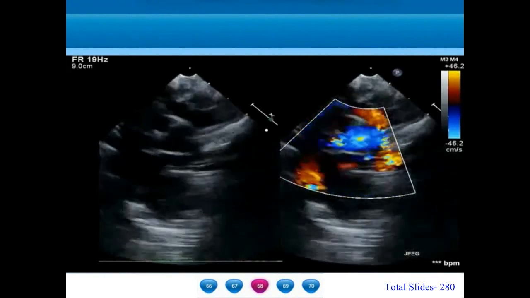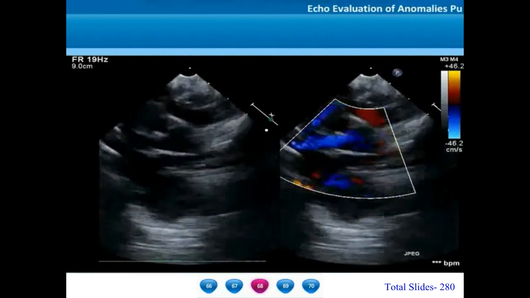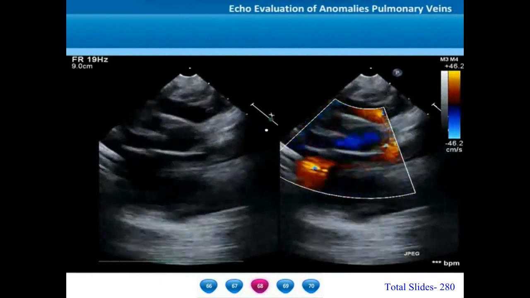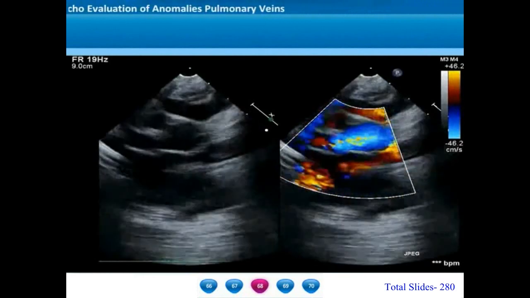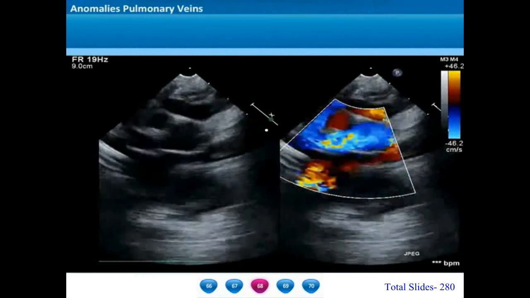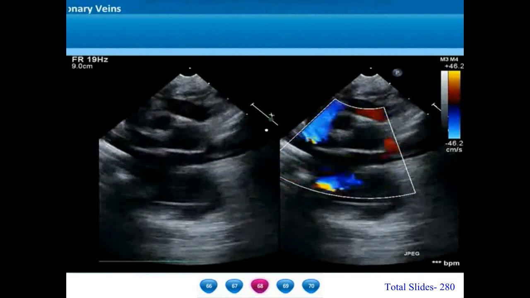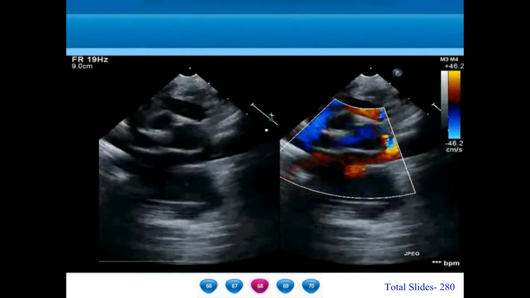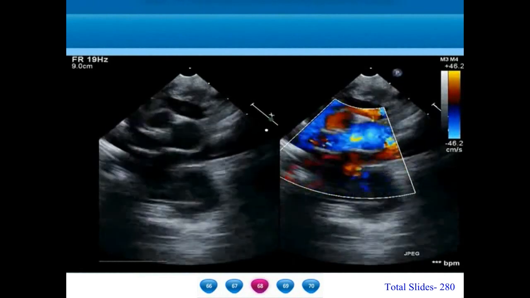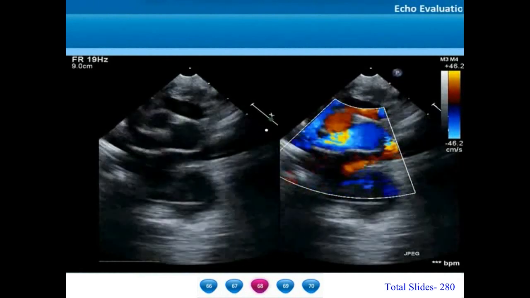From the suprasternal view, we observe the blood flows from the common chamber entering the left vertical vein towards the left innominate vein. You notice that to get the color flows in the pulmonary veins and common chamber, we had to reduce the color velocity scale to 46 centimeters per second, and that is the reason why the flows in the left vertical vein look like a mosaic pattern.